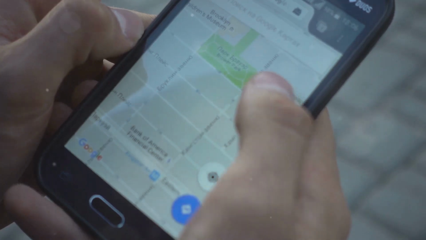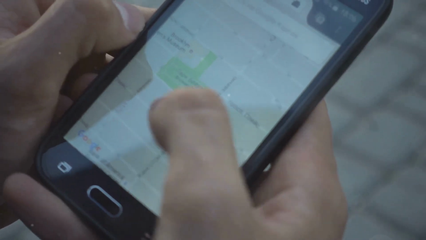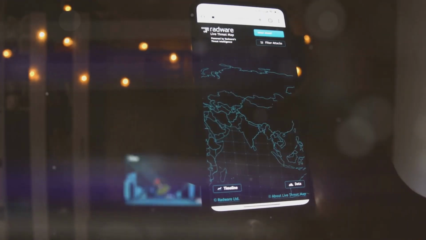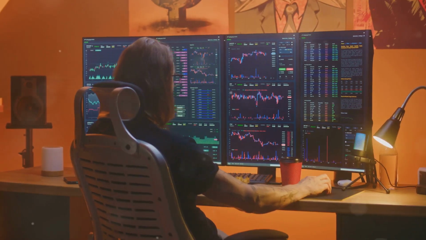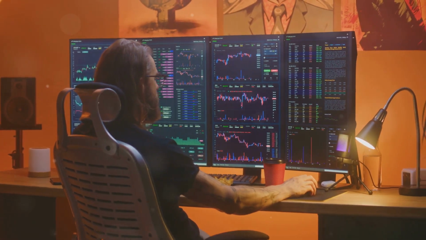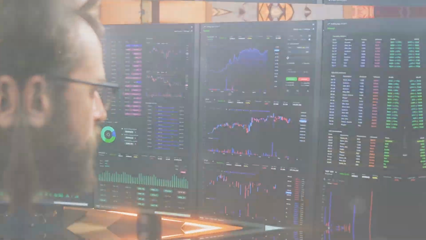It's like using Google Maps. You can zoom out to see the big picture, then zoom in to get a closer look at your route. Remember, the time frame you choose will depend on your trading style and risk tolerance.